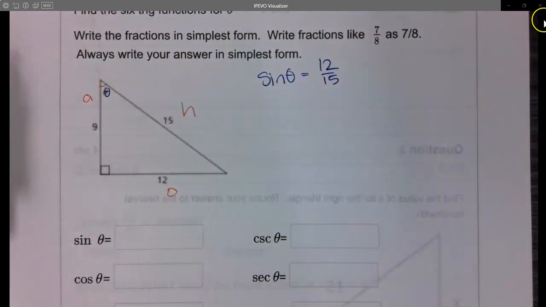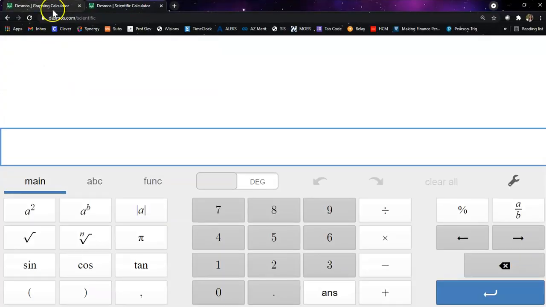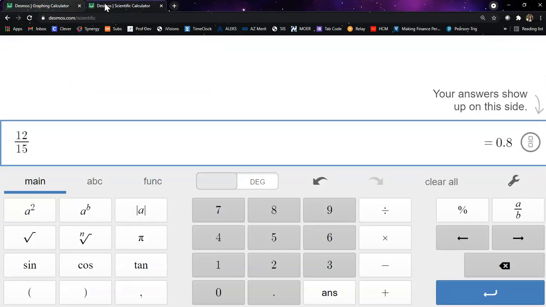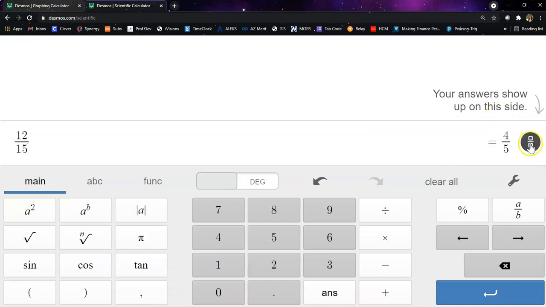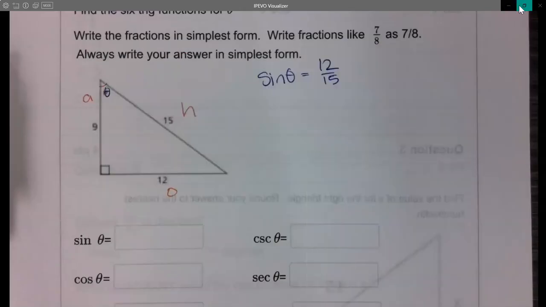What I can do is I can go to Desmos. I'm going to use the scientific calculator because I know I'll need it later. But I type this in, and then there's this square over square button. If I click it, it turns it back into a fraction. So 4/5 is my simplified sine.